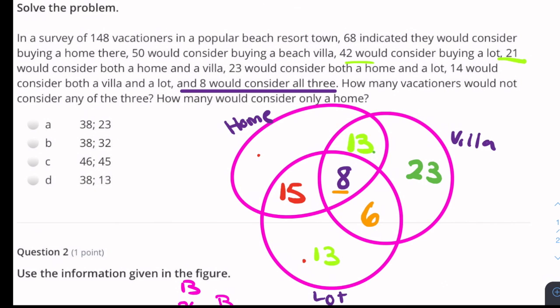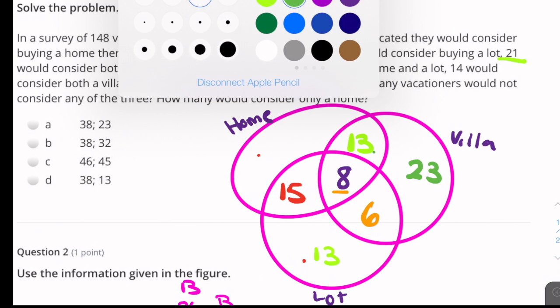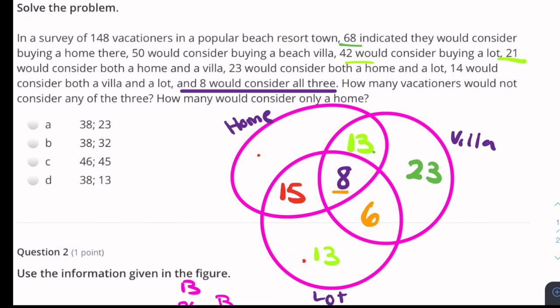And then we have 68 would consider buying a home. So one more color. A home, we have 8 and 13, which is 21. 21 plus 15 is 36. And I need to get up to 68. So 68 minus 36 is 32. Now, this gives me everything that I need because I was asked 148 people. If I just did the simple math here and added up all of these values, this would give me something around 148, but not exactly. And I do need to know how many vacationers would not consider any of the three.